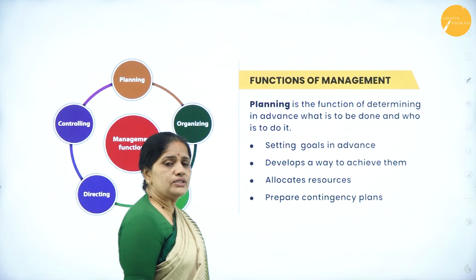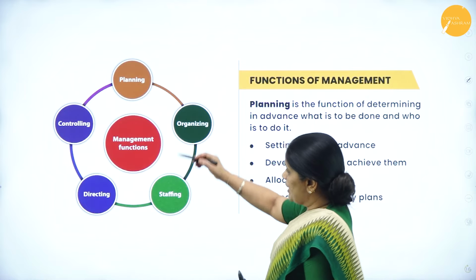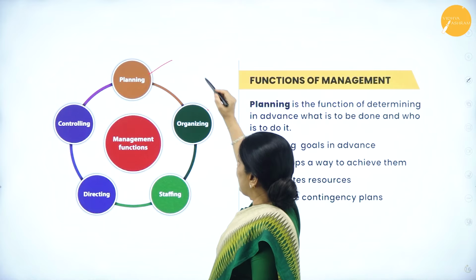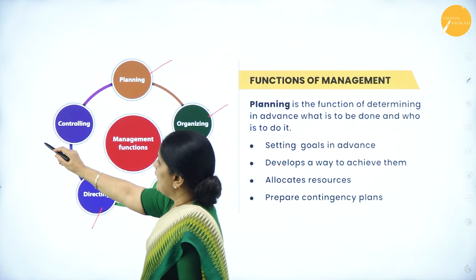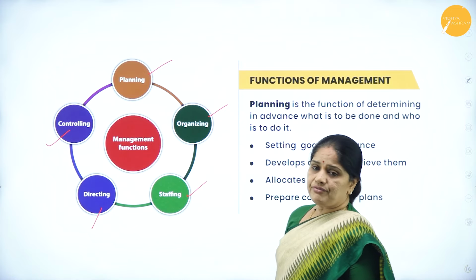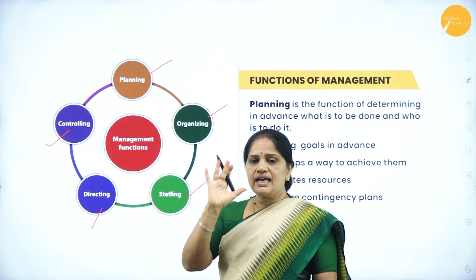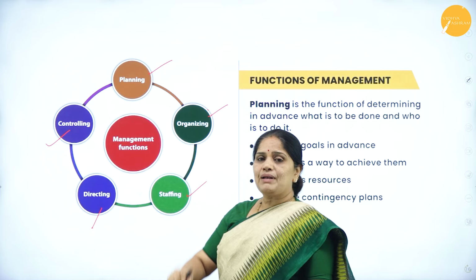Next, coming to the functions of management. Now we have the functions of management in this picture. The first one is planning, then organizing, staffing, directing and controlling. So these are the various management functions. Whenever you are asked any question, remember that management has 5 functions. The first function of management is planning.